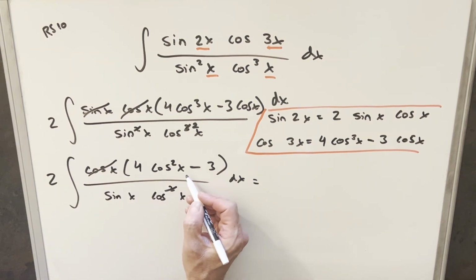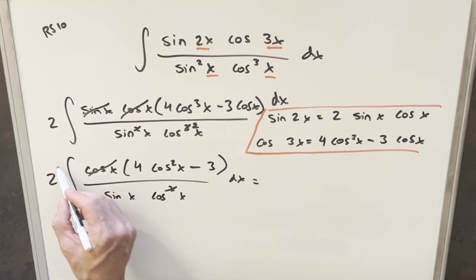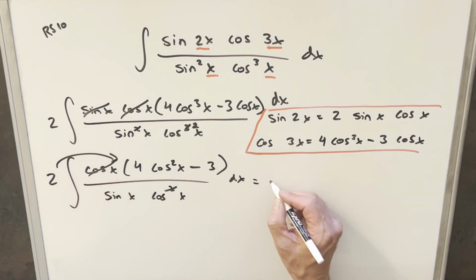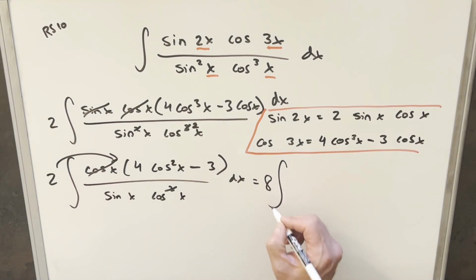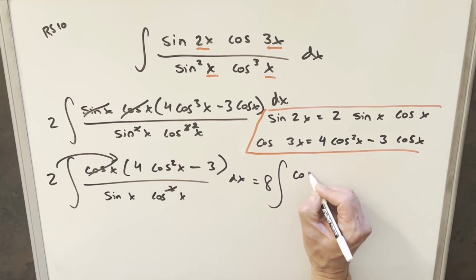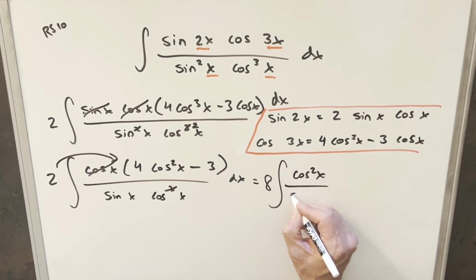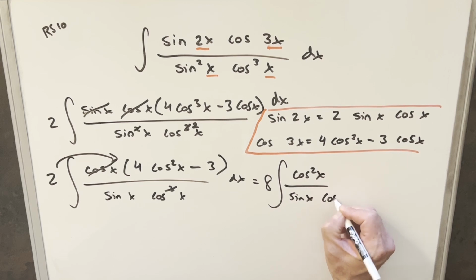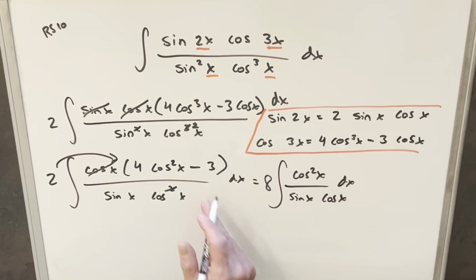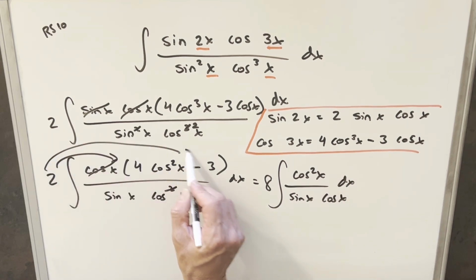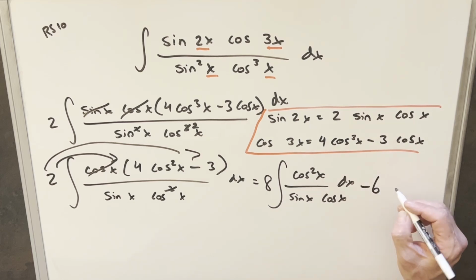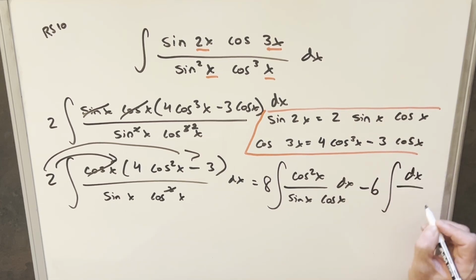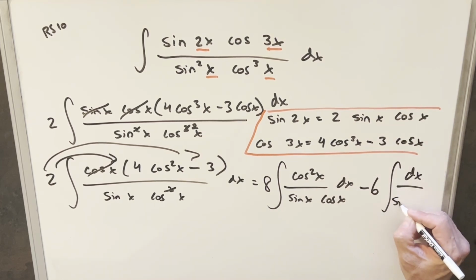So what I'm going to do is, now I can break this with this minus sign here. I can break this into two integrals. I'll distribute in this 2. So this first integral, I'm going to have 8. And then we're going to have cosine squared here in the numerator for this one. Then we'll have sine x cosine x. And then for the second integral, I'm just going to distribute the 2 into the minus 3. So I'll have a minus 6 here. I'll put my dx there in the numerator. We're just going to have sine x cosine x.